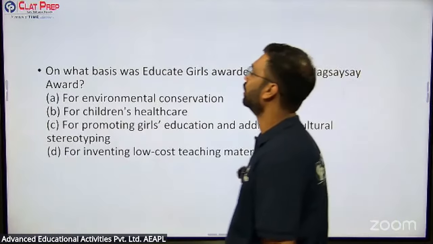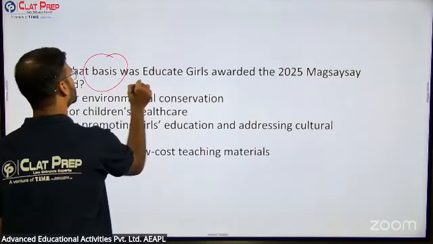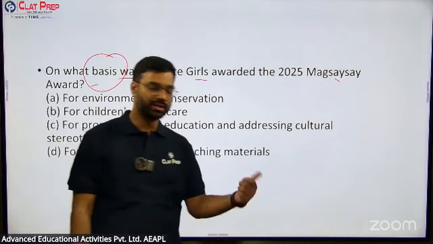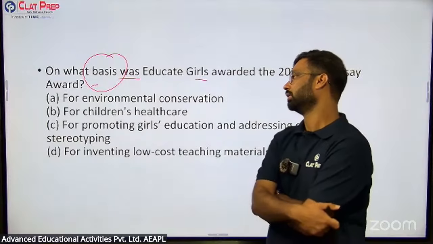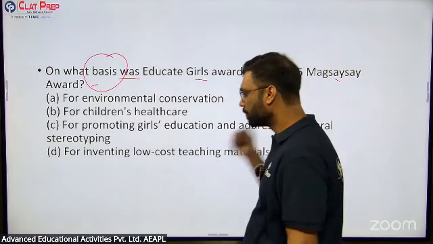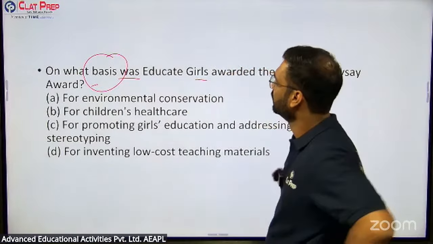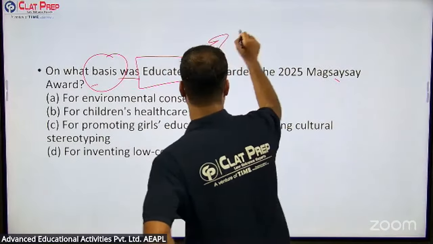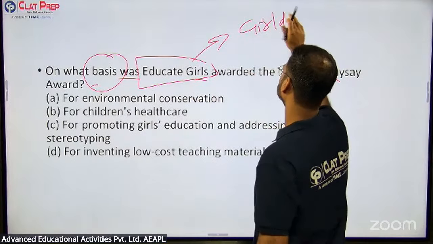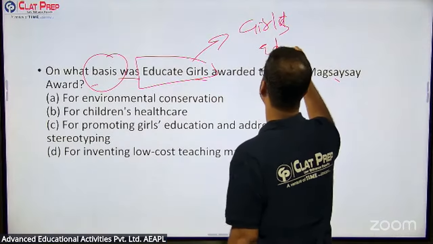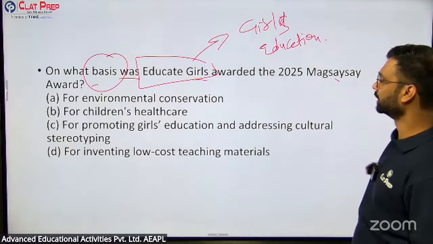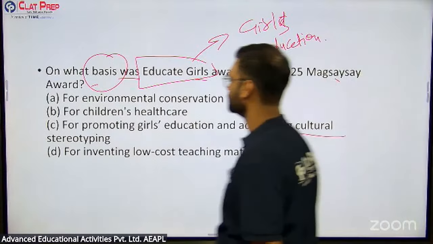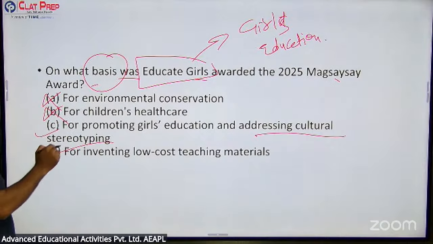Okay, next question. On what basis was Educate Girls awarded the 2025 Raman Magsaysay Award? Now, this is a question which can be answered easily by anyone. Even if you don't know the answer, you can just read the options and get to the correct answer. Option A says, for environmental conservation. See, just look at the name of the NGO, Educate Girls. So it should definitely be related to girls' education. So which option says that? Promoting girls' education and addressing the cultural stereotypes. All other options are incorrect.